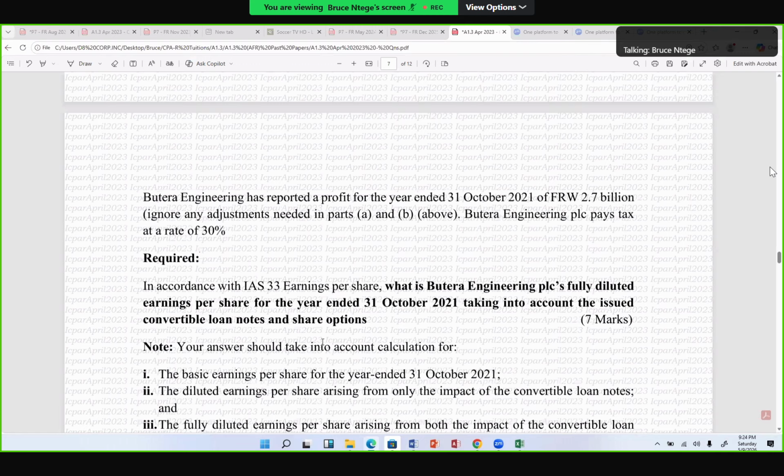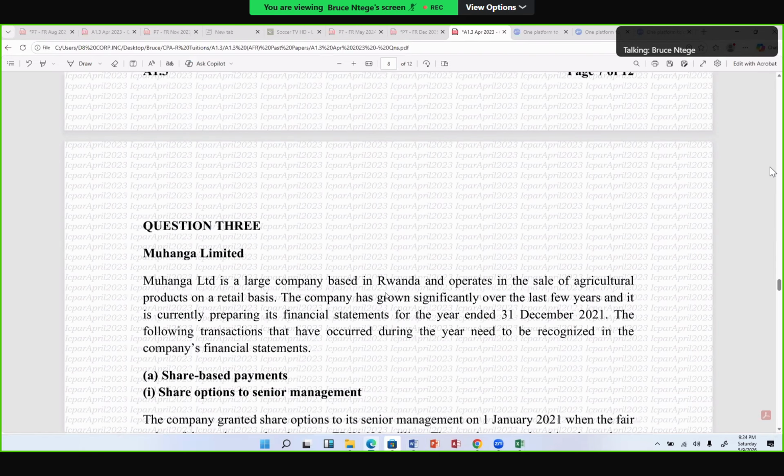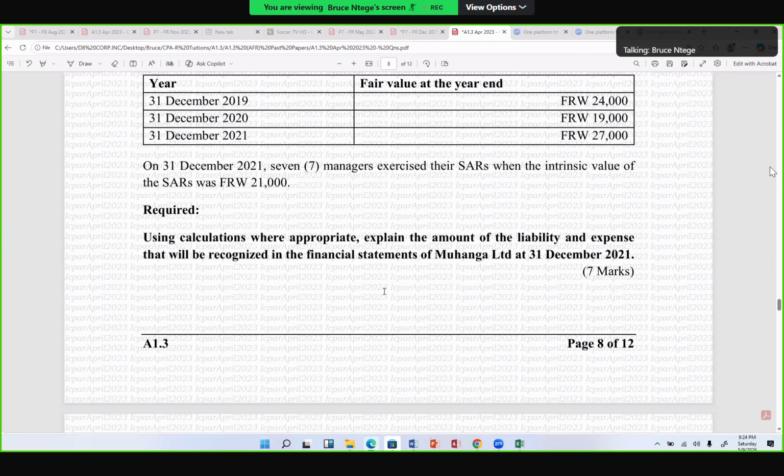It says, using calculations where appropriate, explain the amount of the liability and expense that will be recognized. Oh, that's part 2. Part 1, there's part 1 for 5 marks. It says, explain the accounting principles and treatment for the share options granted to the senior management of Muhanga. Senior management are employees, both at the grant date and also at the year end, 31st December 2021.